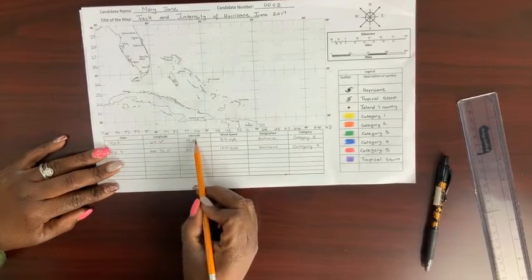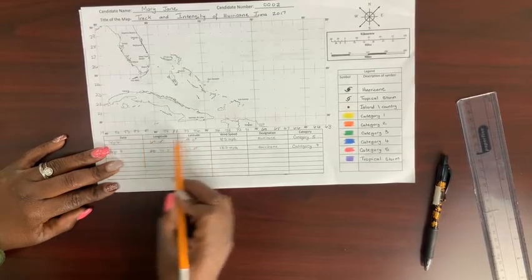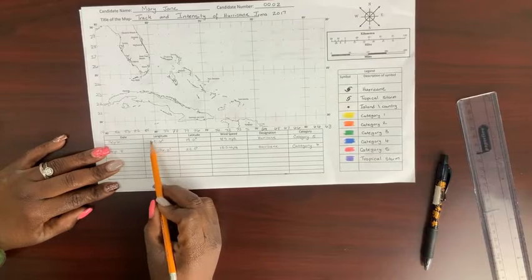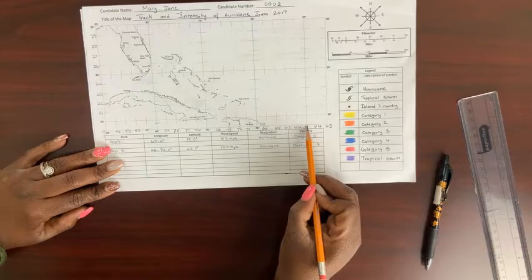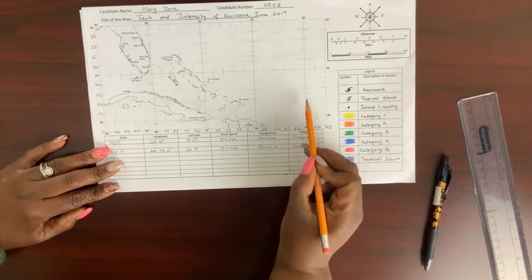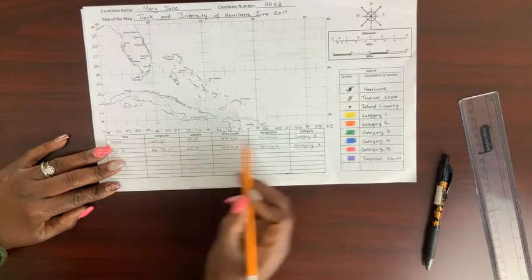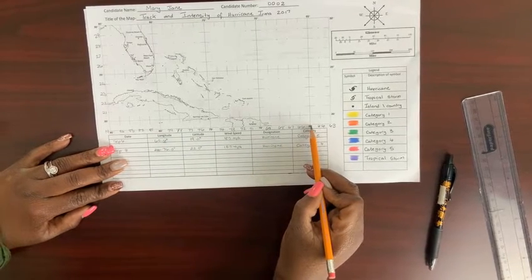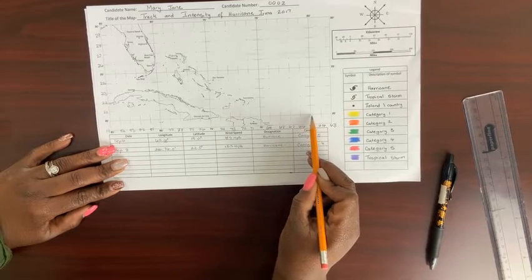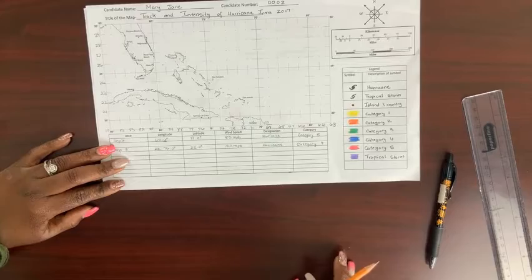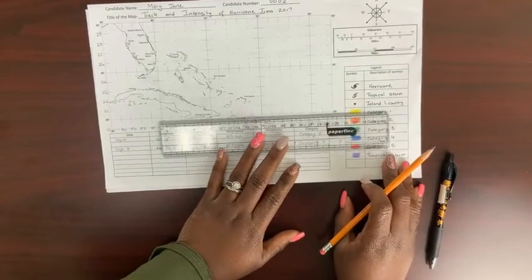So now we need to find where 65.6 degrees intersects this 19 latitude line. So first, let's look for 65. This is 65 line right here. 65 line runs this way. We need to find 0.6 now. To find 0.6, we need to imagine that this line is broken up into 10 equal spaces. 10 equal spaces. We could also use a ruler and break it up into 10 equal spaces.